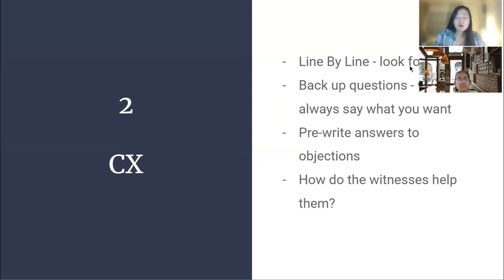A lot of CX is chronological, where you build off of each question. So if they don't answer one question how you want them to, that chain of questions can sometimes be broken. In order to prevent that, you want to write backup questions just in case they don't answer how you want them to.